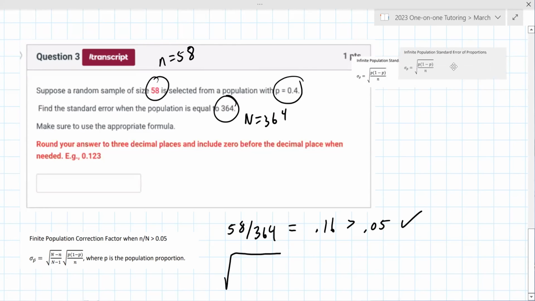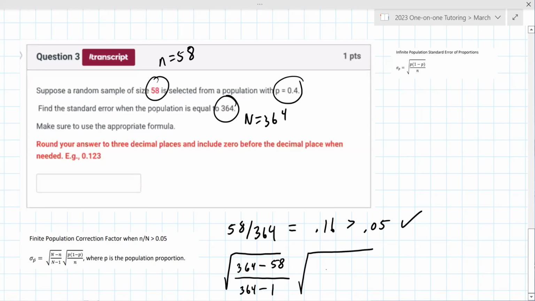This comes up only in this class, so maybe check your notes on that. Okay, so big N is 364, little n is 58: the square root of (364 minus 58) over (364 minus 1), times the square root of P, 0.4, times 1 minus 0.4, over little n, which is 58.